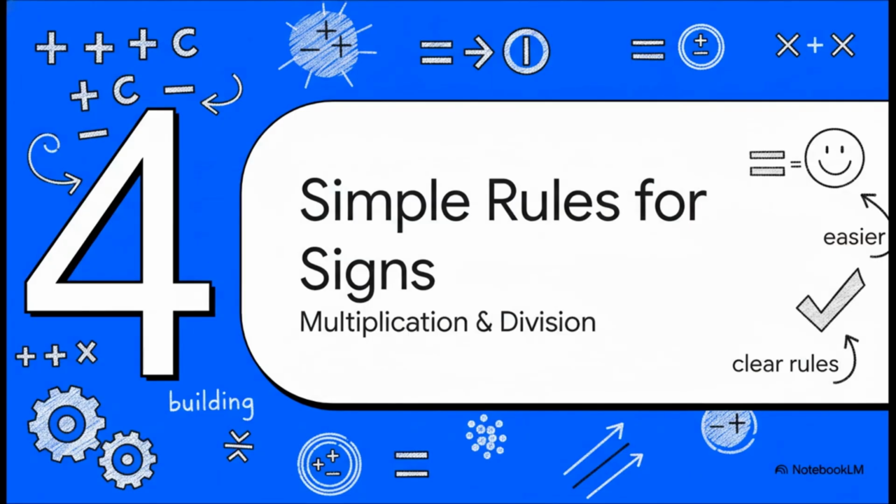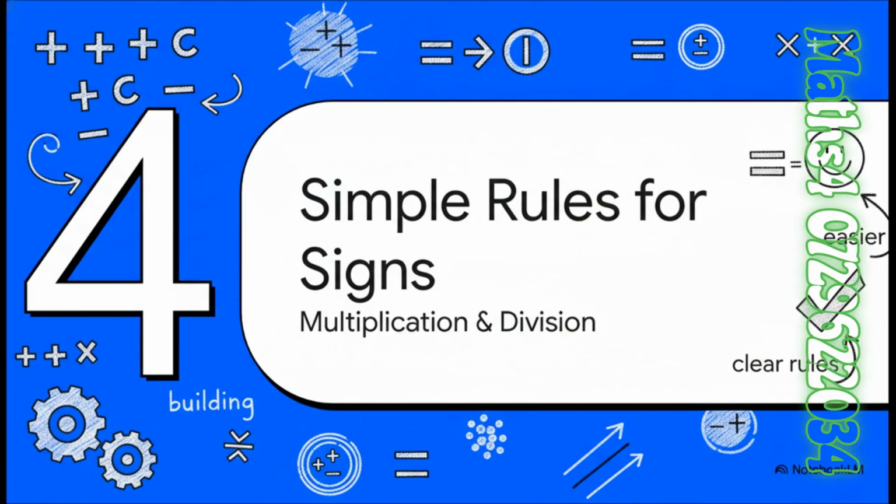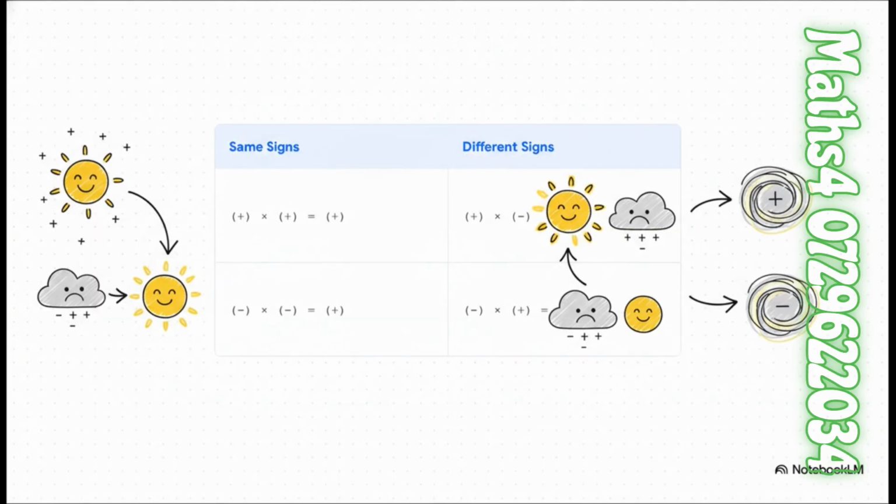Now, if you thought that was cool, you'll be very happy to hear that multiplication and division are actually even easier. They follow 2 very simple, very clear rules. And here they are. It's this simple. Rule number 1. If the signs are the same, so 2 positives or 2 negatives, your answer is always positive. Rule number 2. If the signs are different, one of each, your answer is always negative. That's it. That's the whole thing.